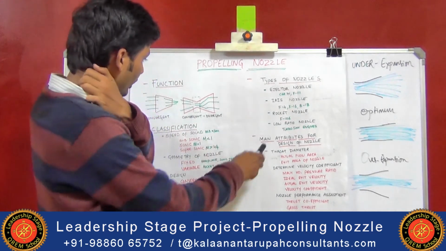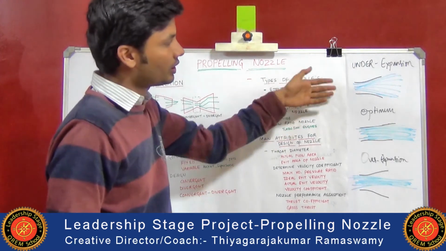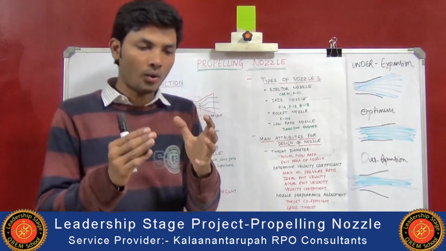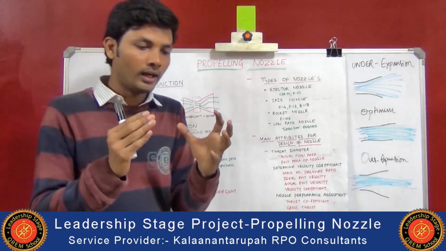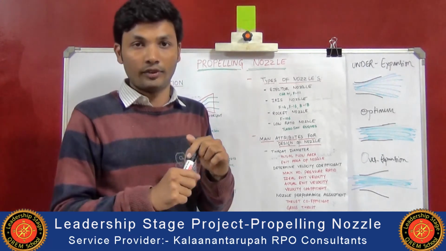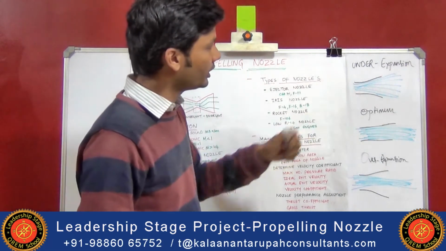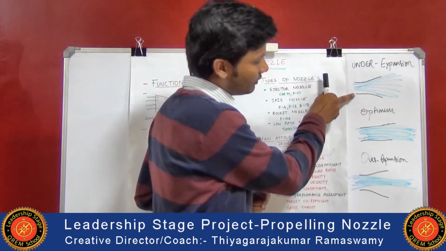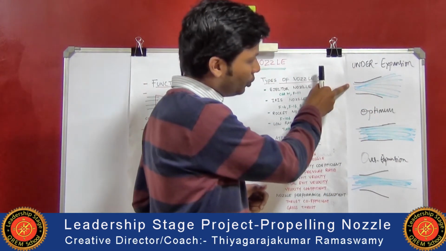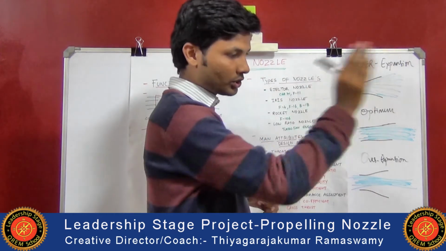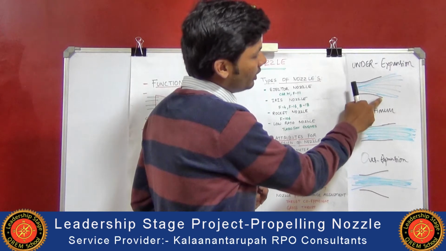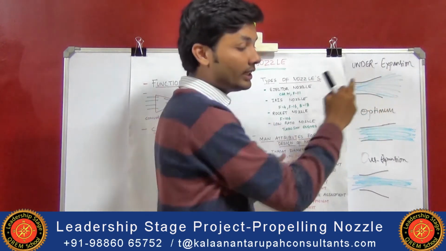Before going into it, I just want to give a brief description of how the design of the nozzle will affect the thrust, and how the design of the nozzle will increase the fuel efficiency. Here you see the nozzle in black color, and the blue lines are the exhaust gases going out of the nozzle. As you see, as they are going out of the nozzle, it is under expansion.